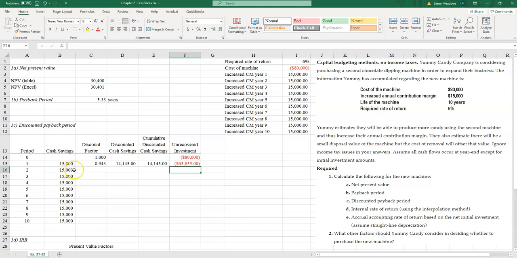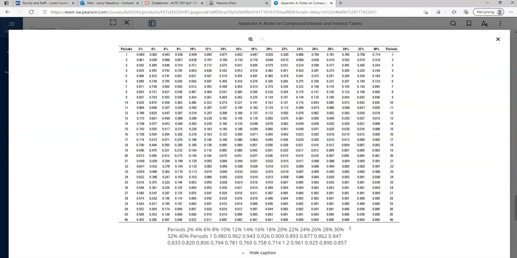Year 2, $15,000. Now I'm going to look at my 6%, and I'm going to discount that back 2 years because I want to discount it back to the present value. So I want the present value in terms of today. So since I'm 2 years out, I want to discount it back 2 periods. So I'm going to go to my present value table of $1 and find my 6%. And then I'm going to take that $15,000 cash flow in year 2 and multiply it by the discount factor for period 2, which is 0.890.